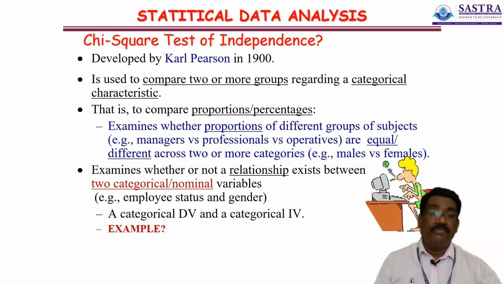It examines whether the proportions of different groups of subjects, for example managers versus professionals versus operatives, are equal or different across two or more categories, for example males versus females. So it is used to examine whether or not a relationship exists between two categorical or nominal variables. Here I have given employee status and gender, a categorical dependent variable and a categorical independent variable. But let me give you a better example.